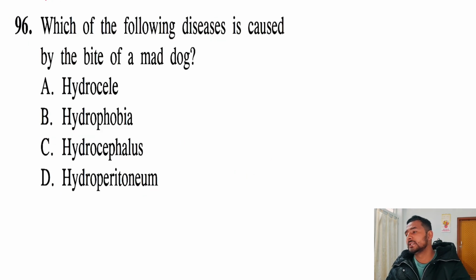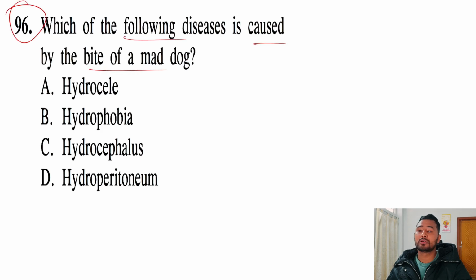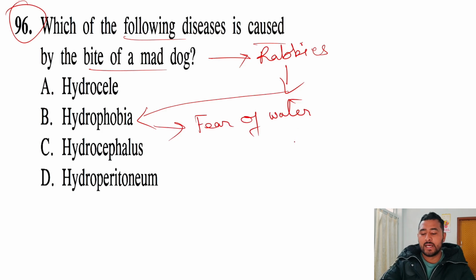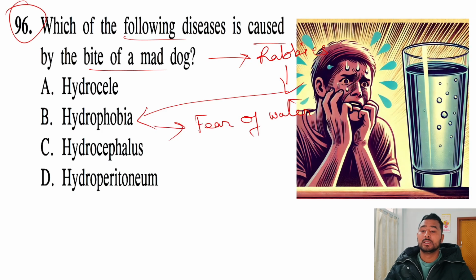Remember. So 96. Which of the following diseases is caused by the bite of a mad dog? When a mad dog bites, what we get is rabies. And when we have rabies, we have hydrophobia. Hydrophobia means fear of water. That is why anti-rabies is very important. You can see here, this boy is scared of water. This means hydrophobia.